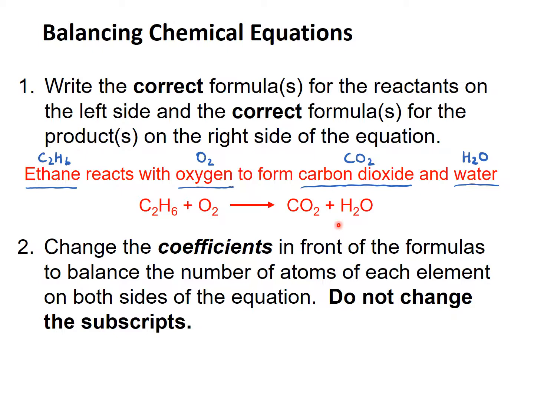Now this is the unbalanced reaction. In order to balance a reaction, what we have to do is adjust the coefficients in front of each of the formulas so that the number of atoms on the left-hand side, the reactant side, and the right-hand side, the product side, are balanced. However, we are not allowed to change the subscripts in the compounds. So for example, we can write 2CO2, but we cannot write C2O4 because this would completely change the chemical nature of carbon dioxide.